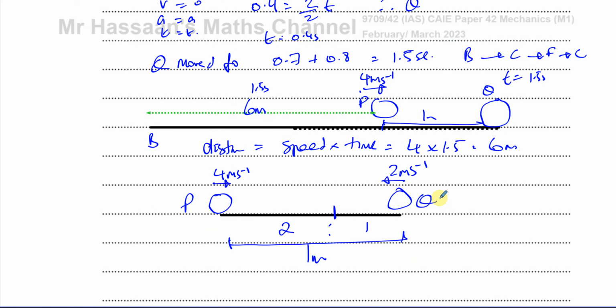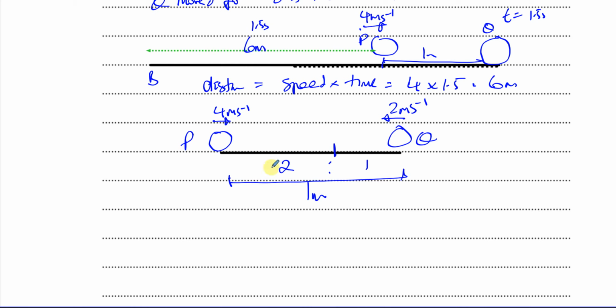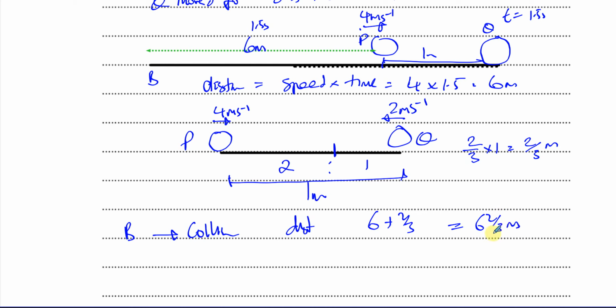So that 1 meter is going to be divided in the ratio 2 to 1. And P is going to have moved 2/3 of that. So it's 2/3 times 1, which is 2/3 of a meter. So the distance from B to the collision is going to be 6 plus 2/3, which is 6 2/3 meters.